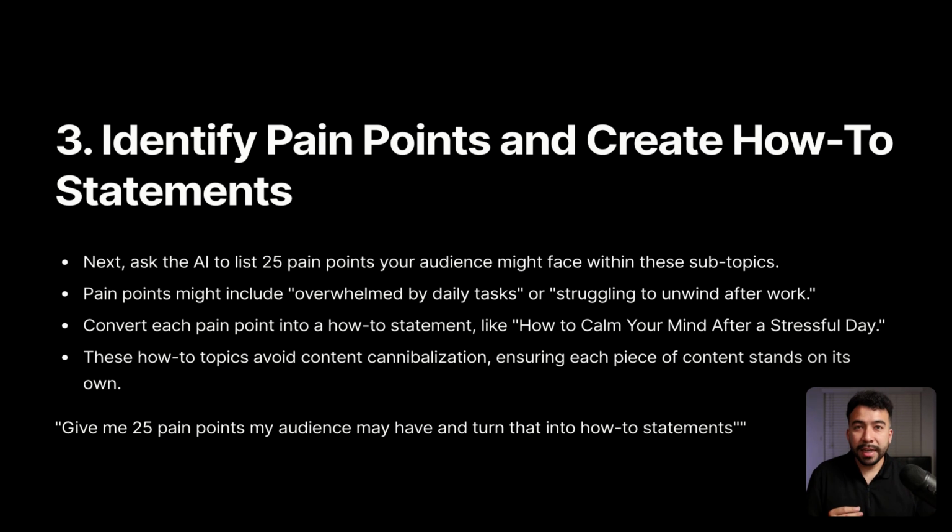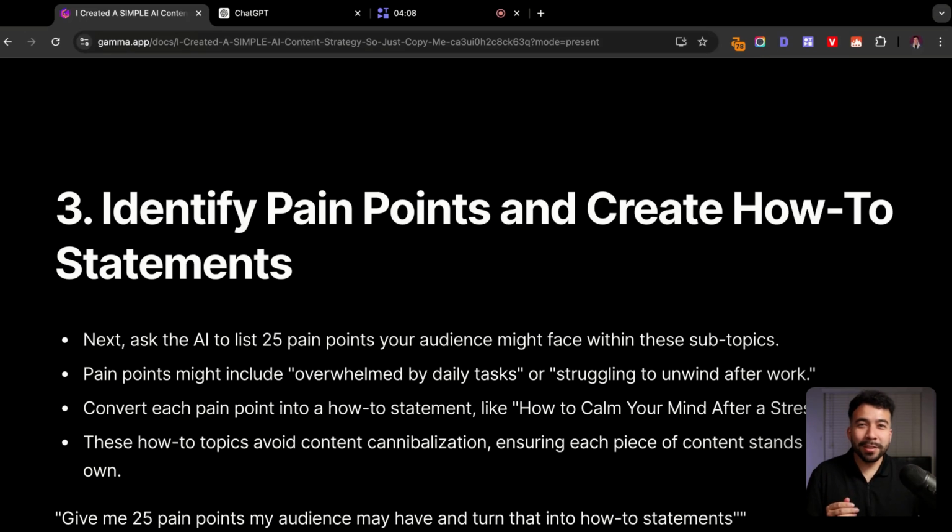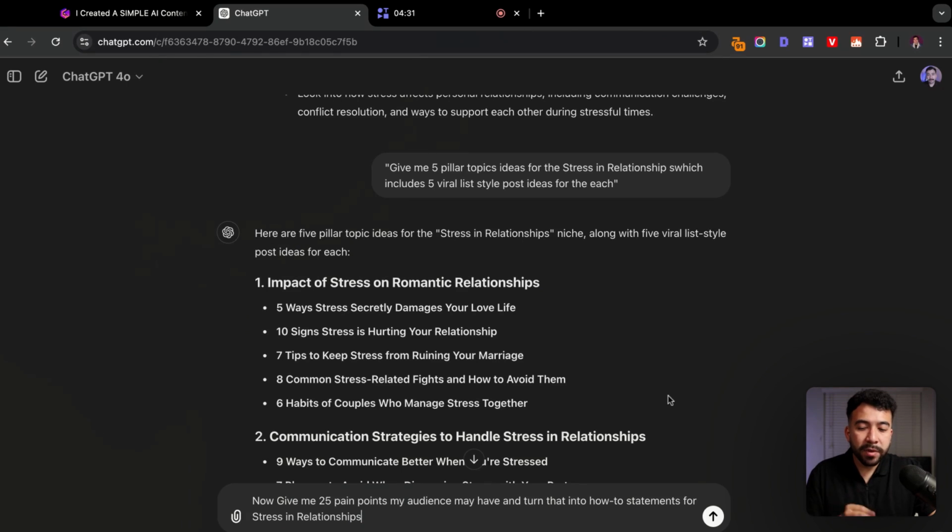We're going to convert each of those pain points into a how-to statement. So, how to calm your mind after a stressful day. These how-to topics avoid content cannibalization, and it's going to make sure each piece of content stands on its own. So let's go ahead and use that prompt and jump into ChatGPT. So we're going to say, give me 25 pain points from my audience and turn that into how-to statements for the stress in relationships subtopic.